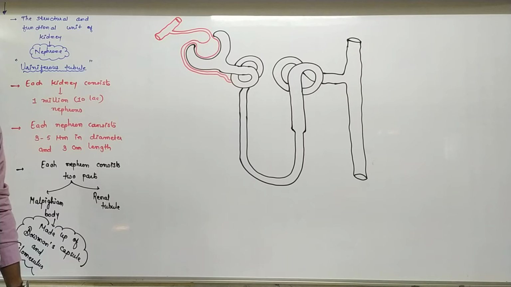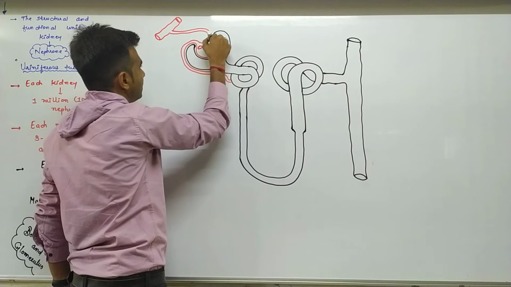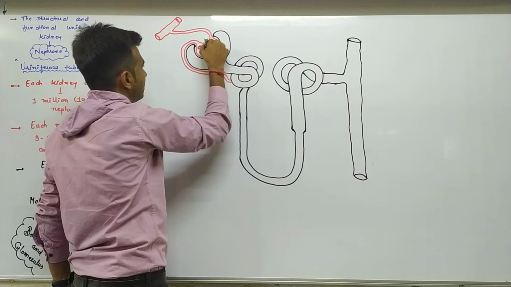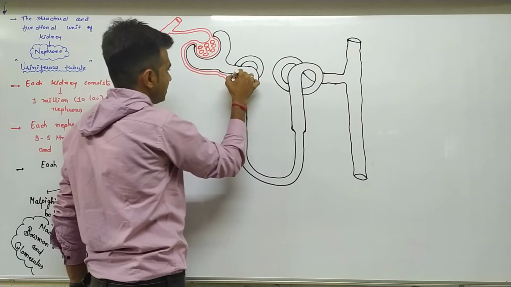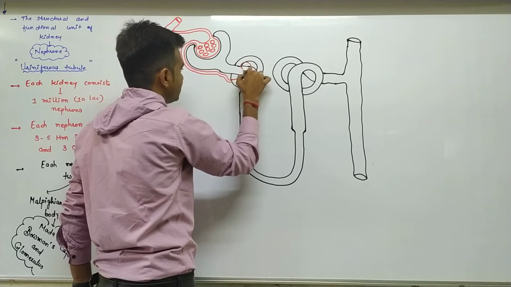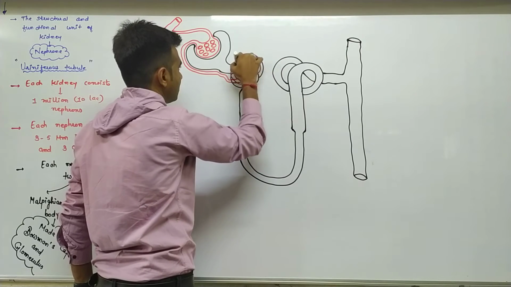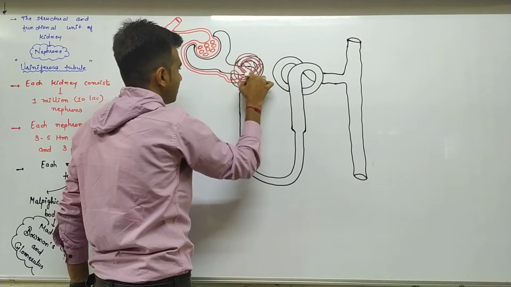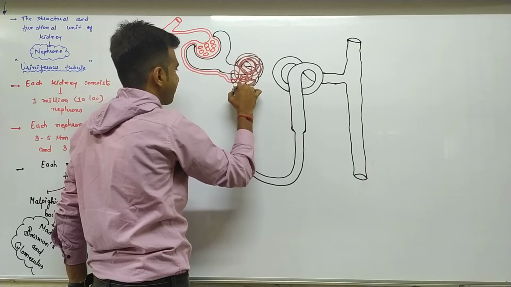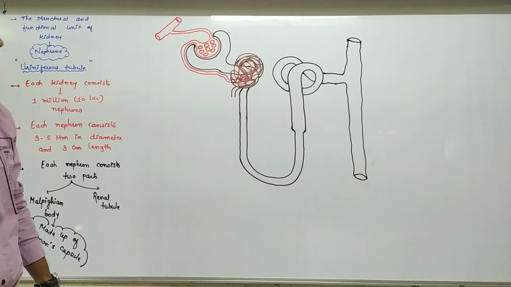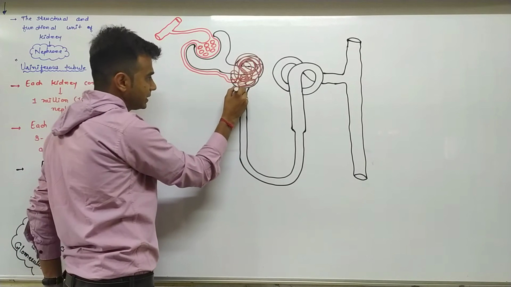See, the renal artery is there, and here a tuft of capillaries known as the glomerulus forms a network-like structure over here. Fine. Two arteries run parallel to this duct.